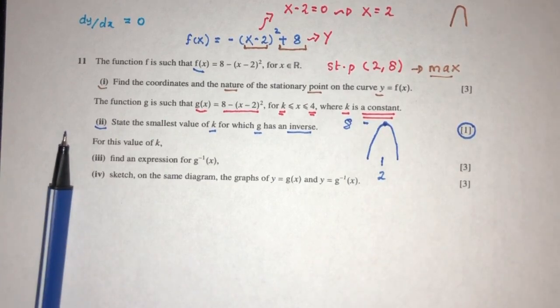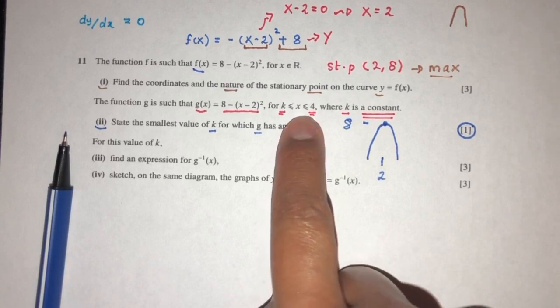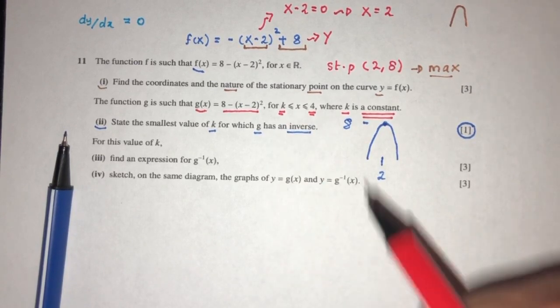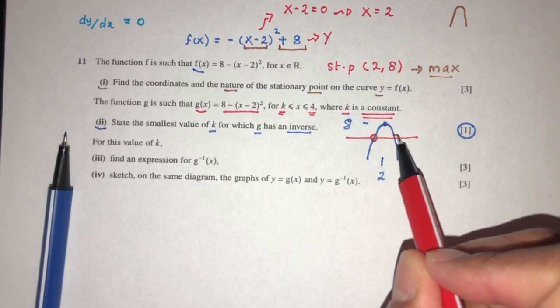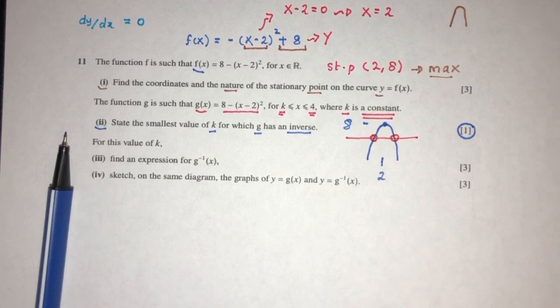Now this is usually the shape of the graph without the restriction. At first, if you were to draw a line, you will have 2 points of intersection. And if you do have 2 points of intersection, it is not a one-to-one function, and hence it will not have an inverse.